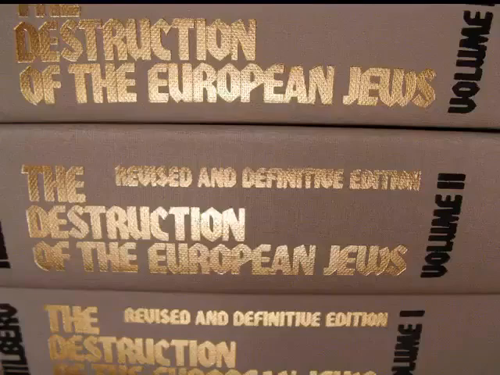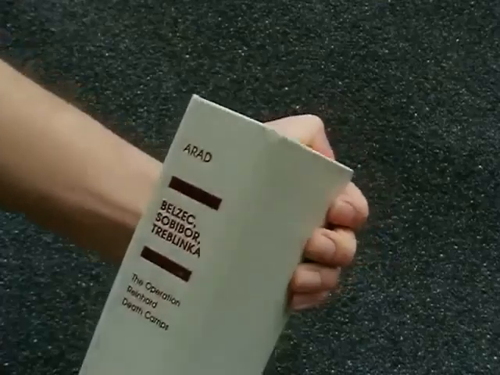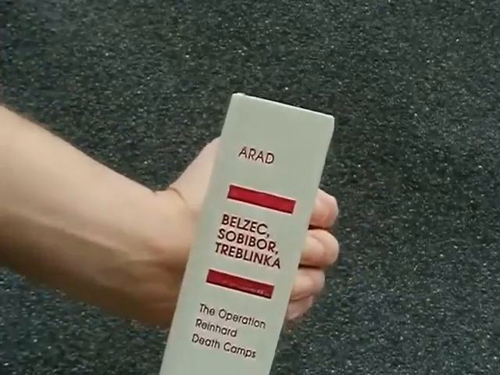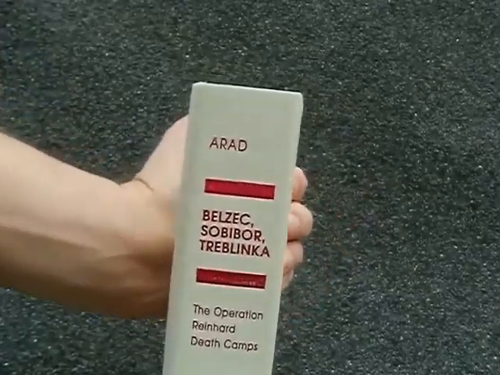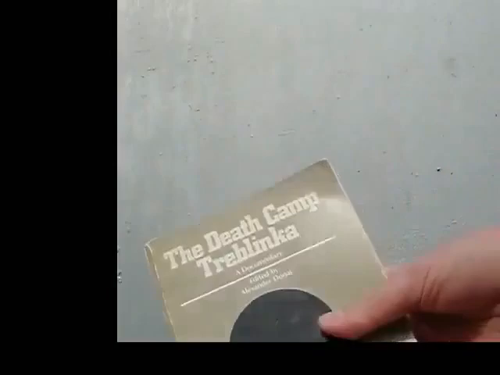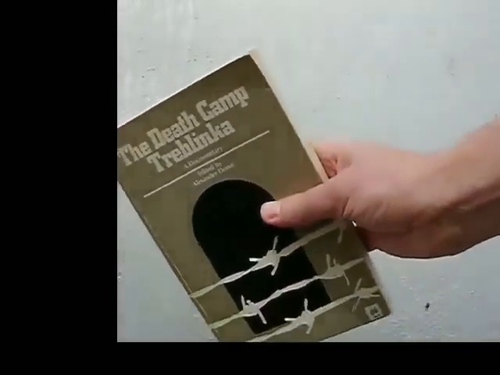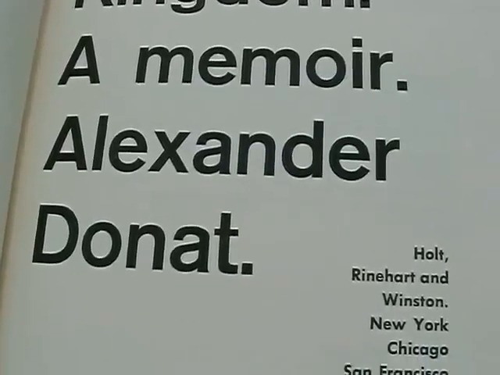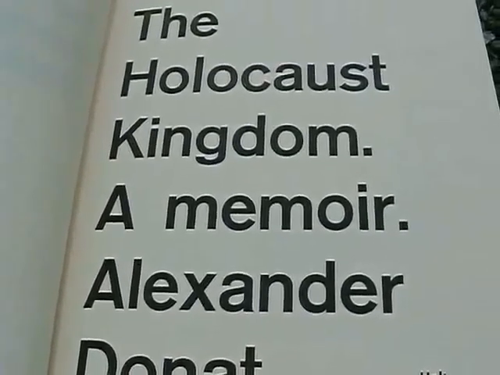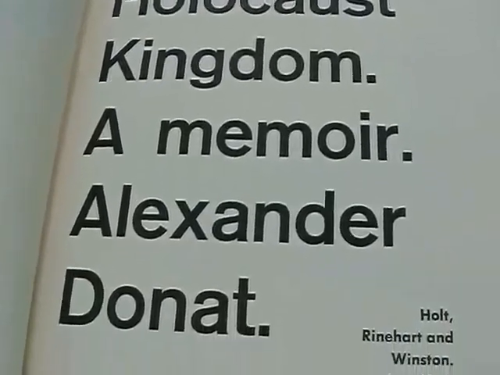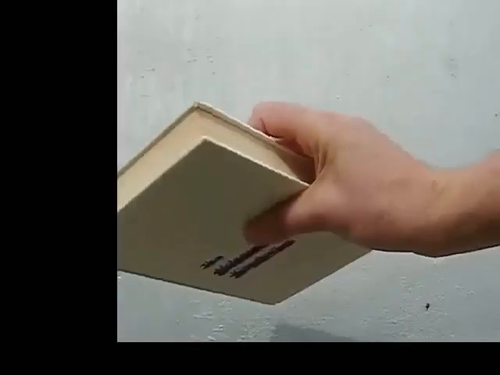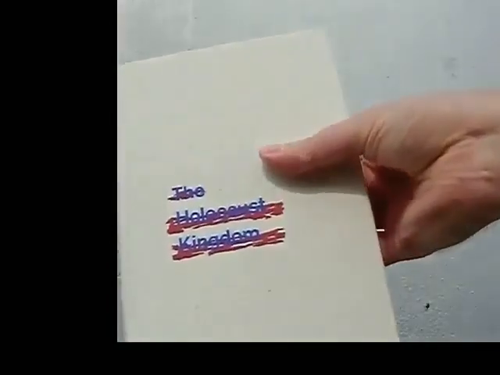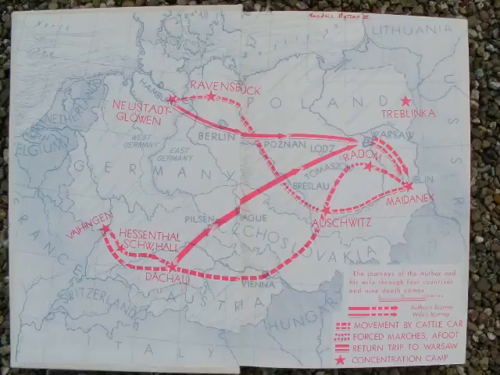We've seen The Destruction of the European Jews by Raoul Hilberg, and we've looked at Belzec, Sobibor, and Treblinka by Yitzhak Arad. The third most important book would be The Death Camp Treblinka, edited by Alexander Donat. Published in 1979, he also wrote another book. Alexander Donat is an alleged camp survivor, and he wrote his own memoir about his experiences in the camps called The Holocaust Kingdom, published in 1963.